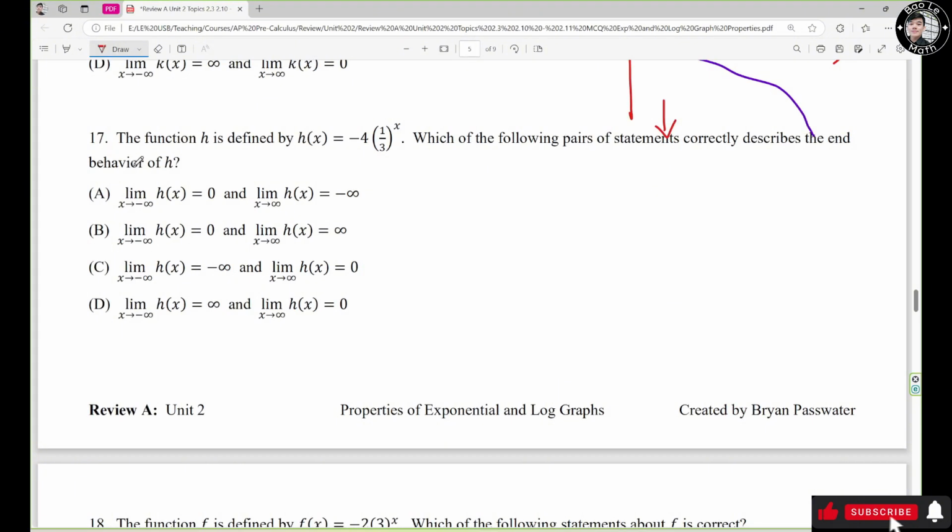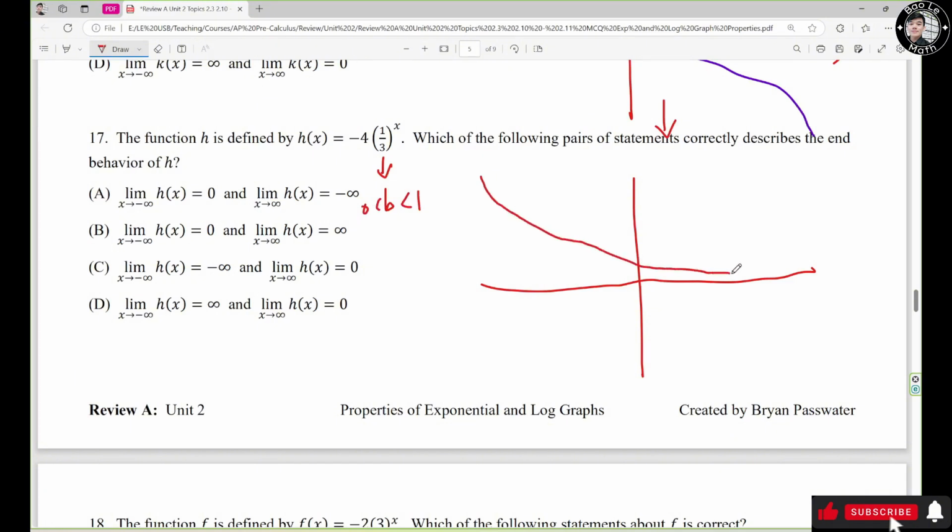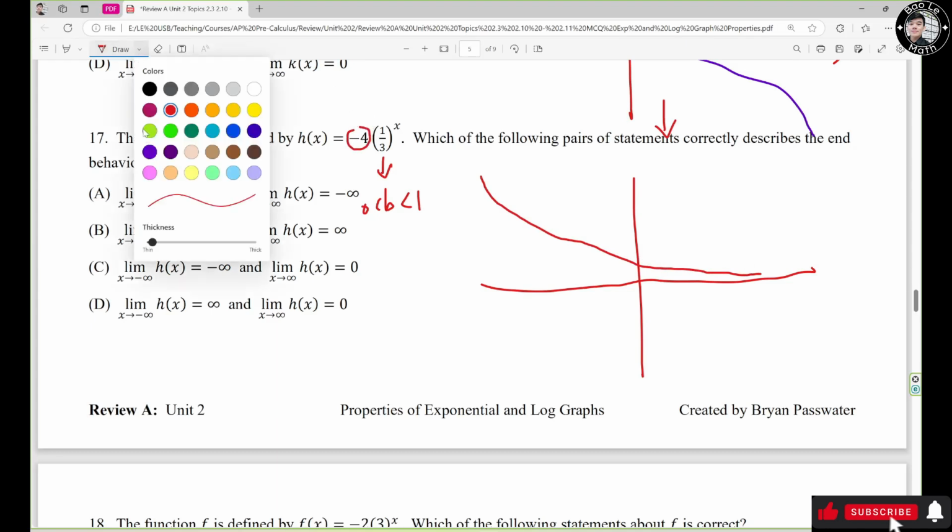Now let's move on to question number 17. The function h is defined by h of s is negative 4 times 1/3 raised to the s, right? Now we need to get this one. We know that b right here equals 1/3, so b is greater than 0 and less than 1. So this is a decay function, so it could be something like this. Now, since you have the negative 4 in front of the output, there is a reflection over the x-axis, so it could be something like this.